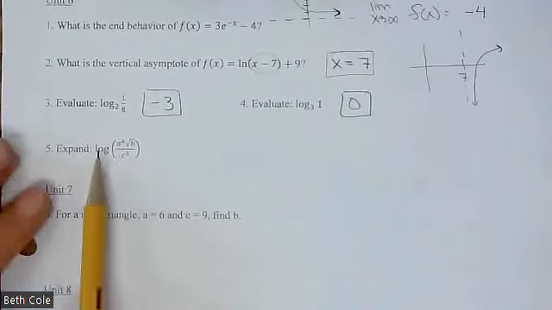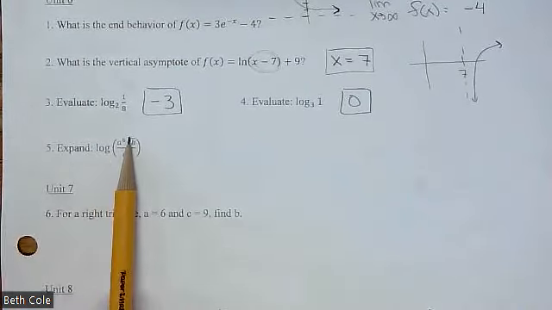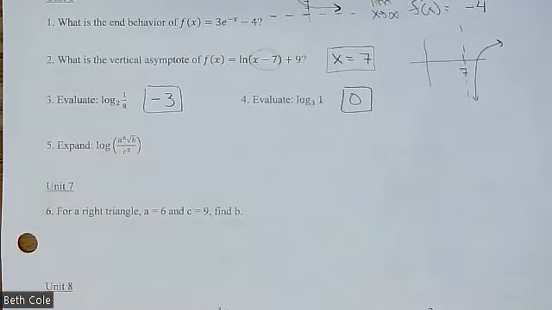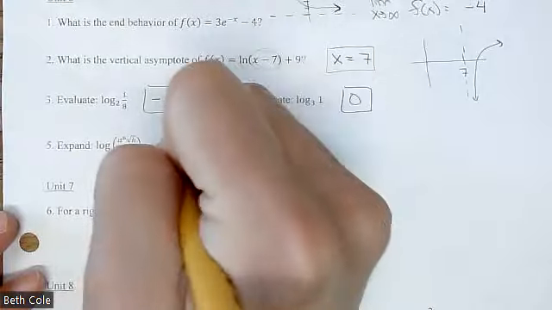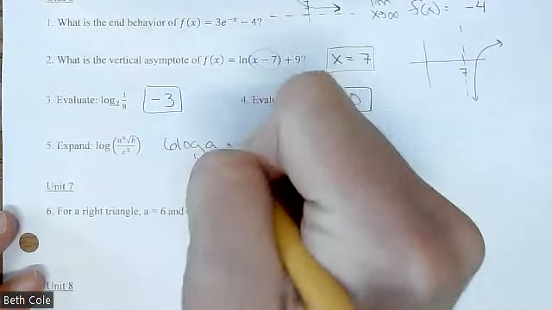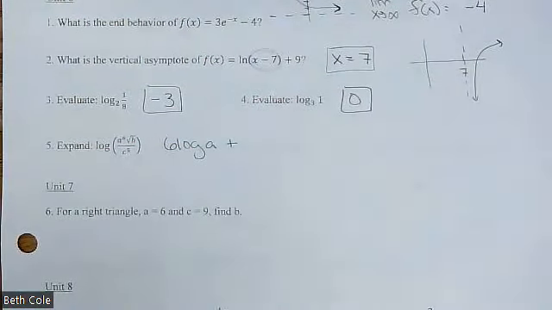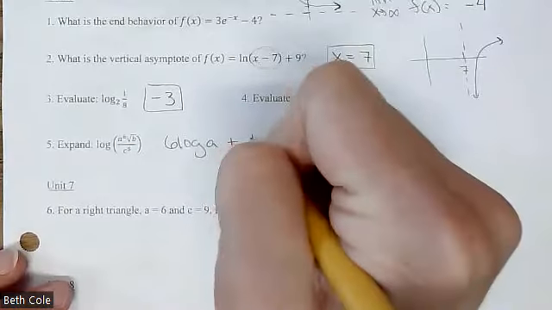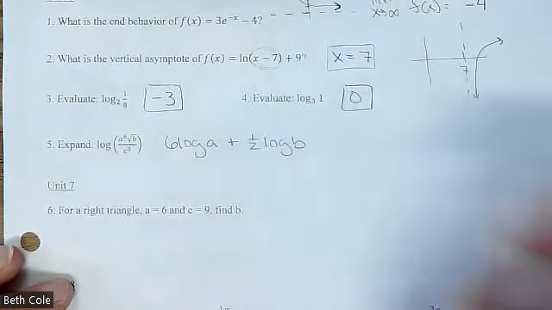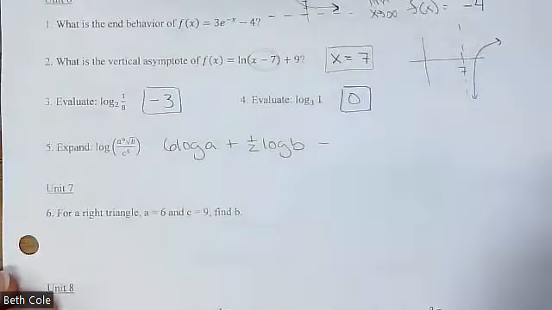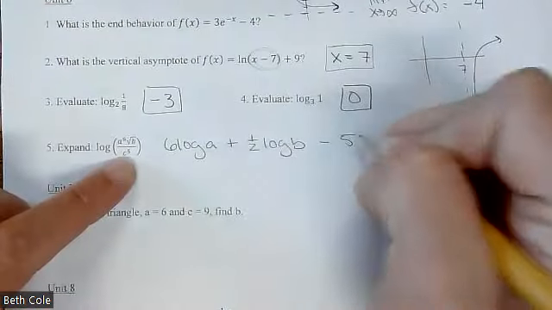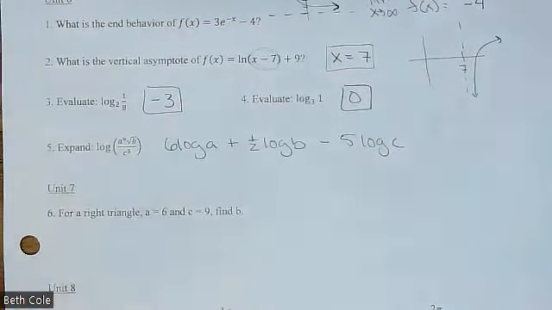All right, and then these are expanding your logarithms. Anything on the top is going to be positive, on the bottom is going to be negative. You take the exponents and put them out front. So it is going to be 6 log A plus 1/2. Good. Why is it 1/2? Yep. Square root. If it was a cube root, it would be 1/3. Good. All right, and then minus, because it's on the bottom, 5 log C, and that's the answer.